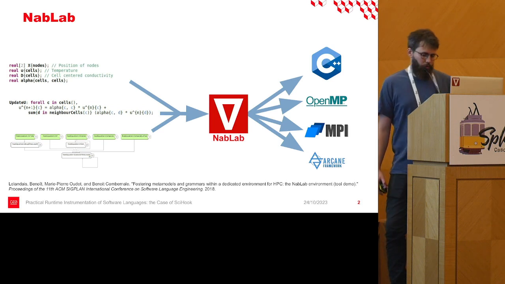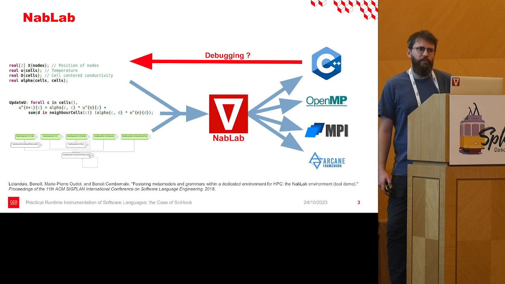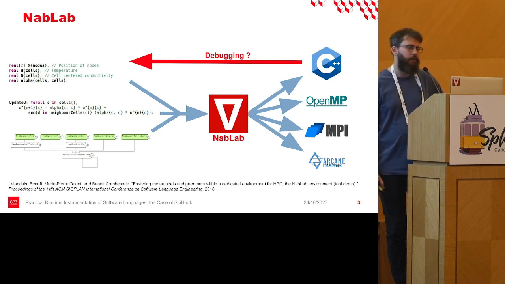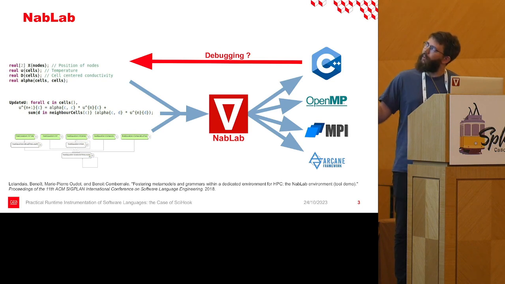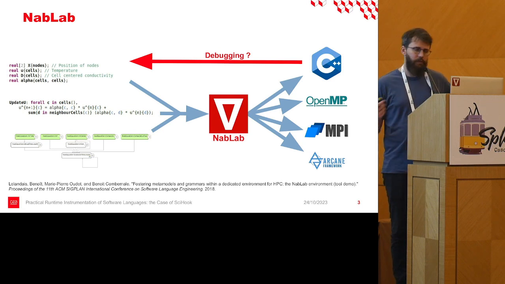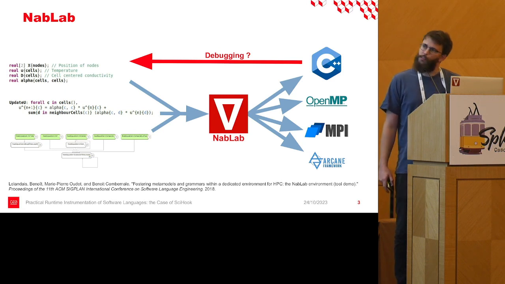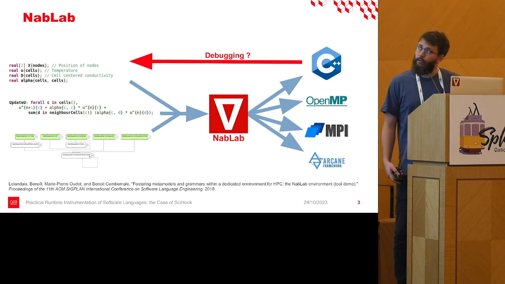And one problem that arises is, how do we debug the code that is generated? Because here, the language users of NabLab wrote code like this, but then they have to debug complex generated C++ code, which addresses a lot of system level concerns and not numerical level concerns.